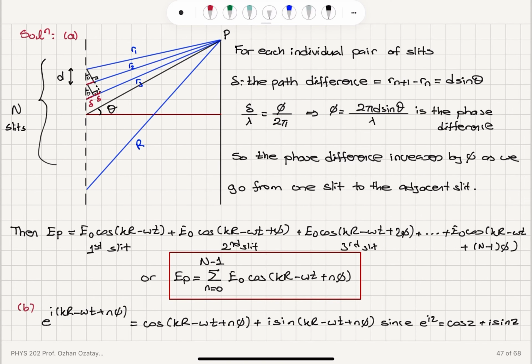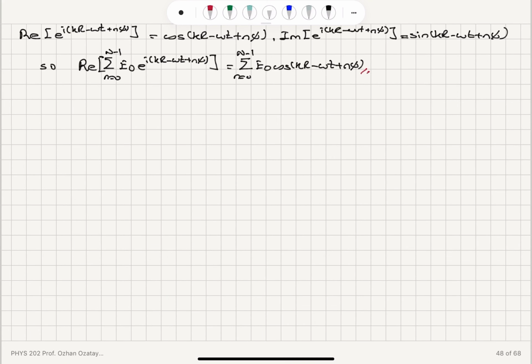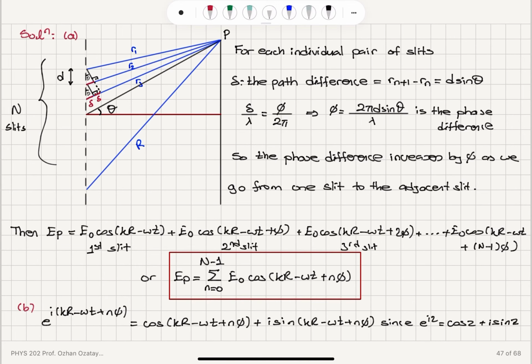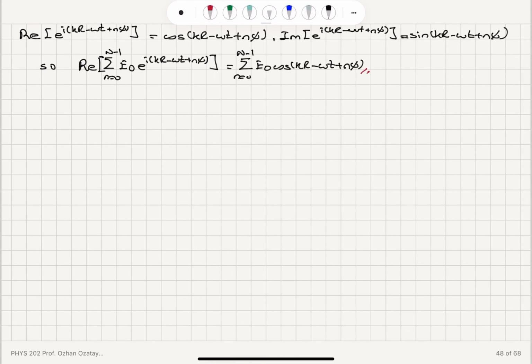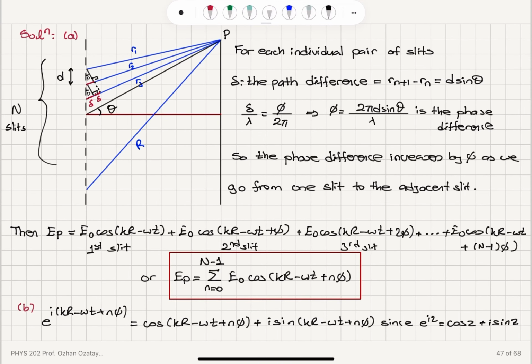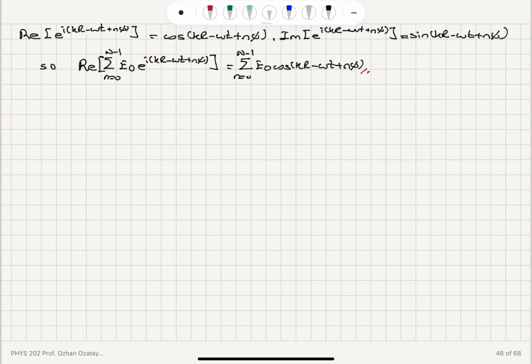The electric field at point P is the sum, and that sum n equals 0 to N minus 1 of E0 cosine (kr minus omega t plus n phi) is nothing but the real part of the sum n equals 0 to capital N minus 1 of E0 e to the i (kr minus omega t plus n phi). And so in part B of the problem, we were supposed to show that the electric field is the real part of this quantity. So that's exactly what we have obtained for the electric field at point P.